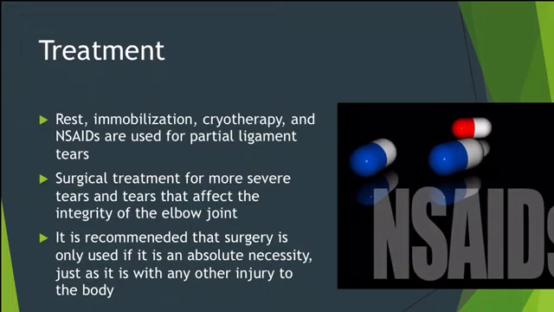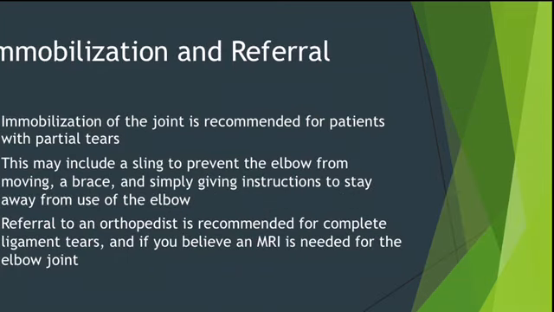Surgery is only recommended if it is an absolute necessity for an annular ligament tear, just as it is with any other injury in the body. Immobilization of the elbow joint is recommended for patients with a partial ligament tear, and this typically includes a sling to prevent motion in the elbow joint.